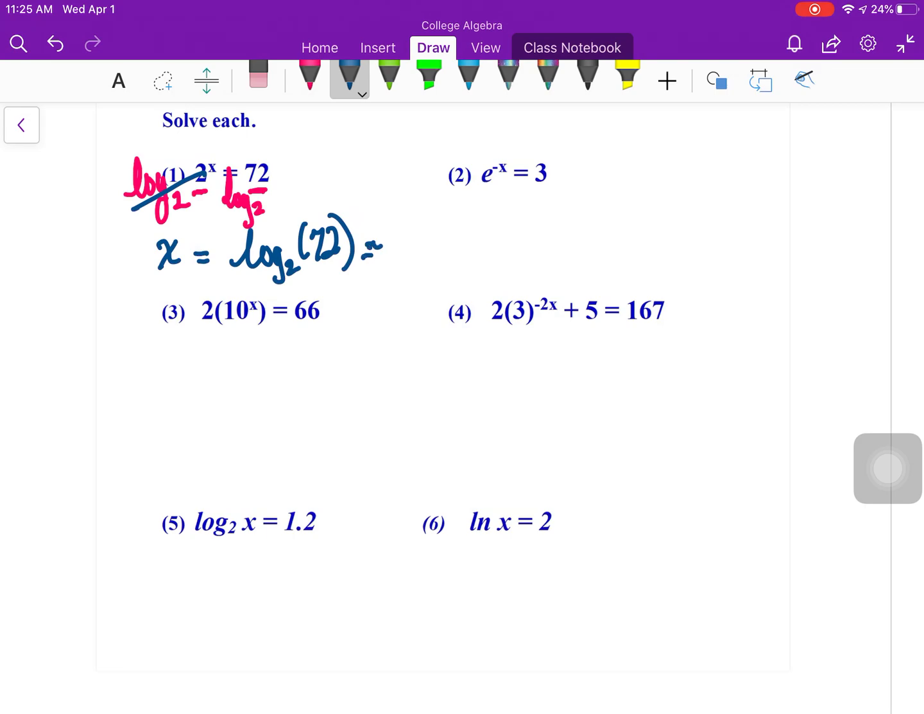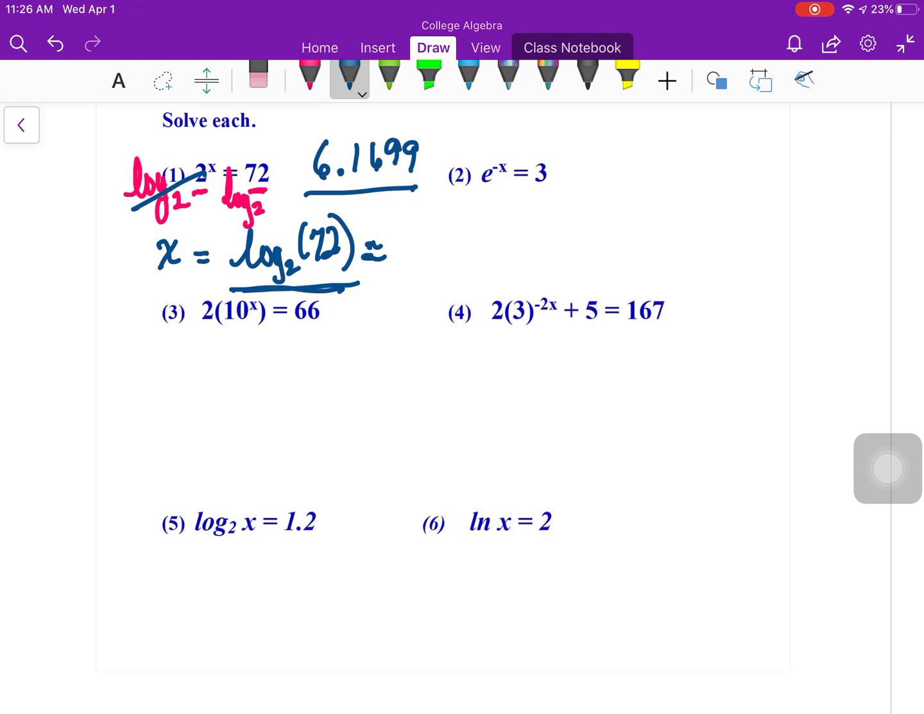And we usually go to 4 decimals, so we get about 6.1699. I need to see both of these. This was the algebra, that is the estimation.